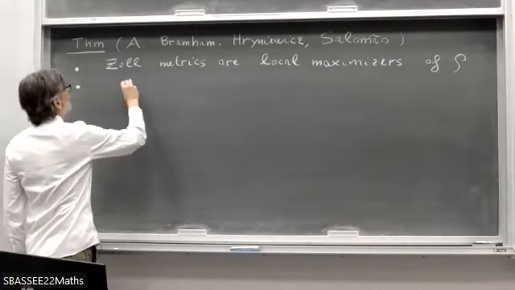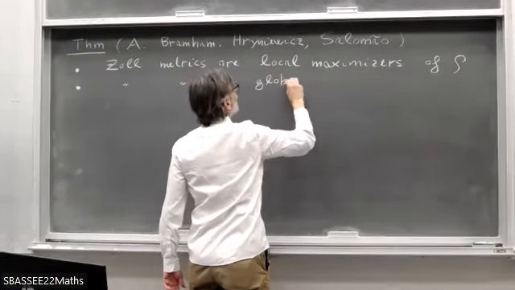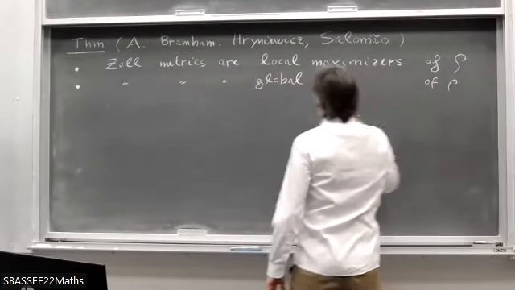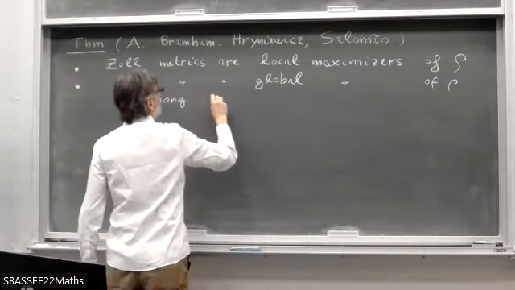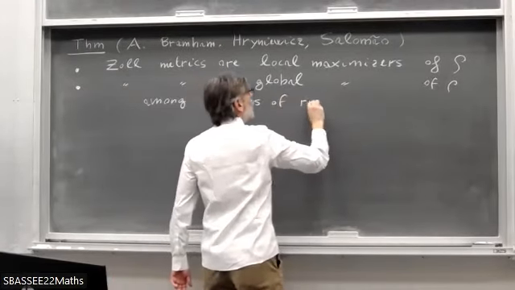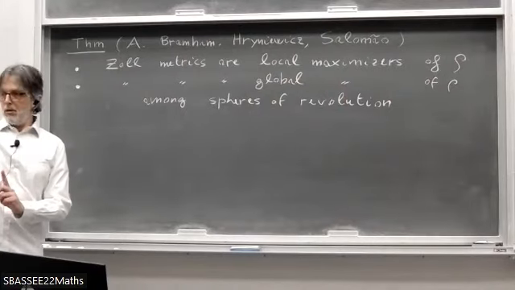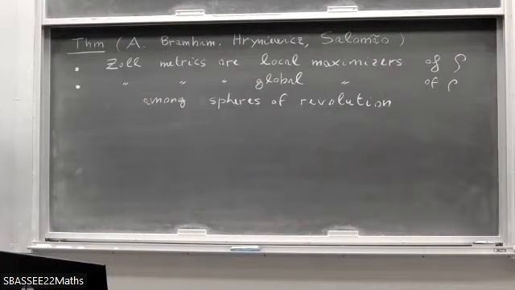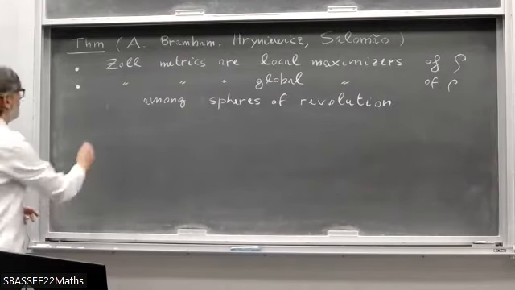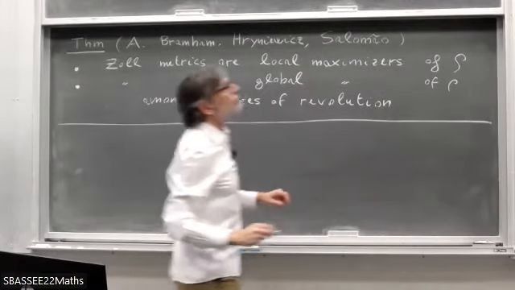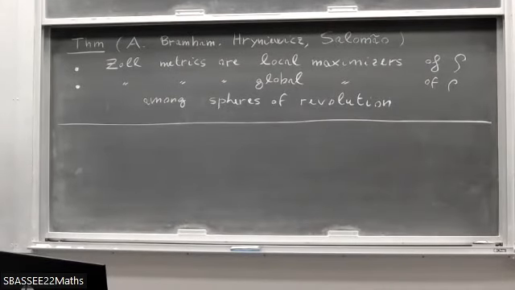Then another result that we have is that round metrics are global maximizers, but among spheres of revolution, if we have the symmetry. Again, but let me state one conjecture.